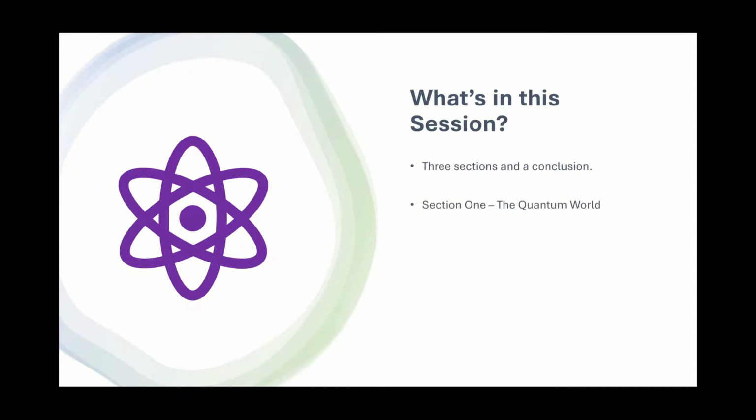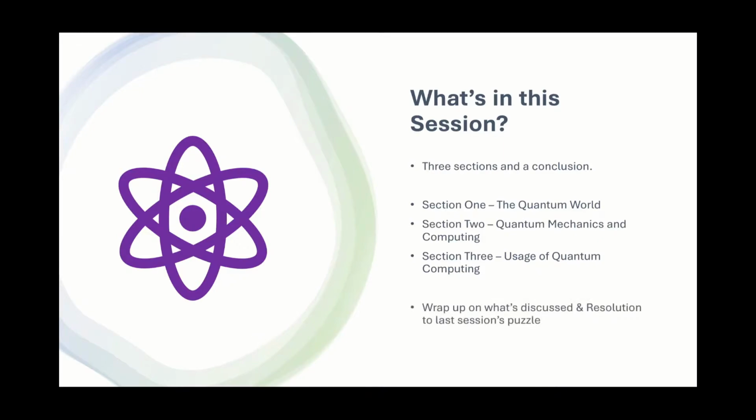The first section is on the quantum world, and this will be talking about what quantum mechanics is. Section 2 is on quantum mechanics and computing, and this will be linking quantum mechanics to computing. And finally, we have Section 3, the usage of quantum computing, and this will be talking about the application of quantum computers in the real world. Finally, we have a wrap-up on what's discussed and a resolution to the last session's puzzle I gave in the first video.